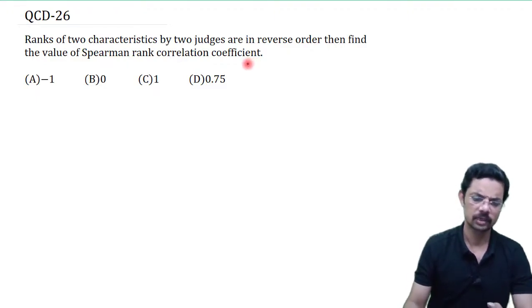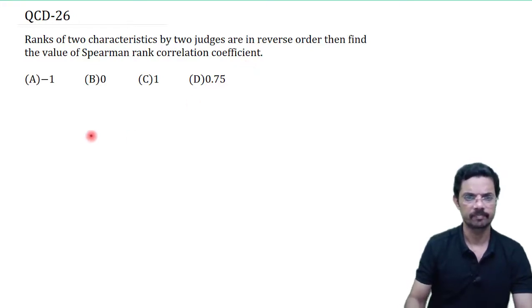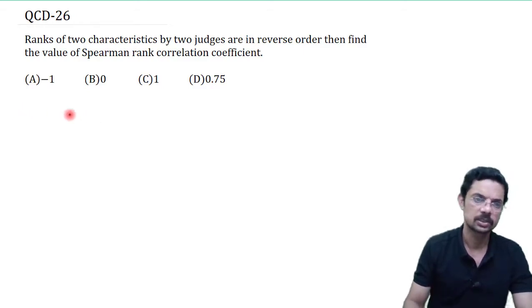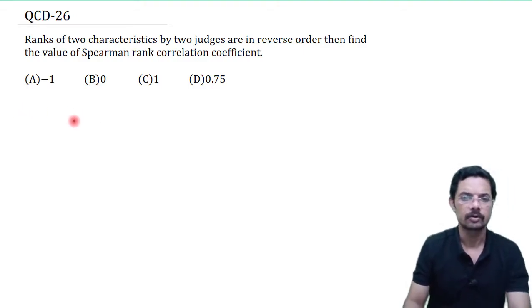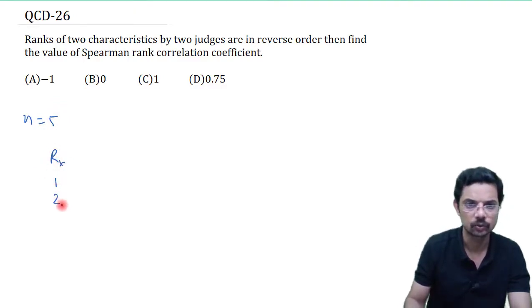So there were two characteristics, and on that basis it was judged. For example, marks of the first characteristic may be marks of mathematics, and the other one marks of statistics. Let us consider what the judges gave. For 5 people, let n be equal to 5. Rank by judge x will be 1, 2, 3, 4 and 5, and rank by judge y will be 5, 4, 3, 2, 1.